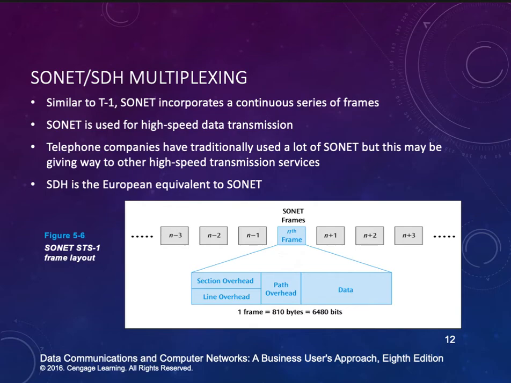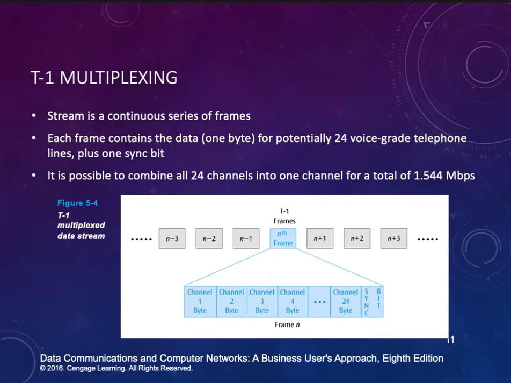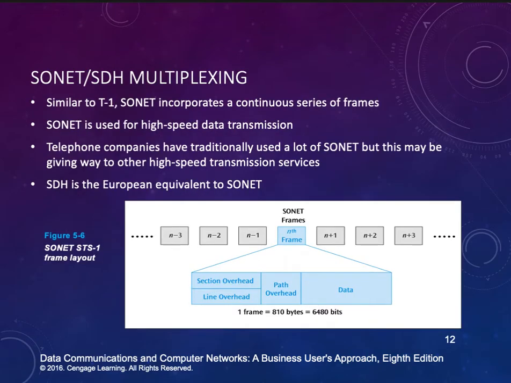Next, we have SONET multiplexing, similar to T-1. If you look at the frame layout, we have the section overhead, line overhead, and path overhead data. One frame is 810 bytes, which is 6,480 bits, as compared to the T1 frame with 24 bytes. The layout is different.